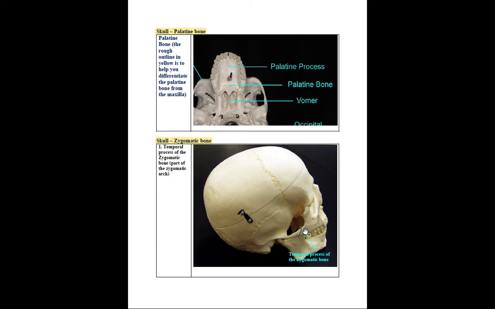Then we have the zygomatic bone. So here, all this is your zygomatic bone. And the zygomatic bone, of course, is going to have that temporal process of the zygomatic bone. Again, because it's going to fuse with, we named that process after what bone it's going to fuse with. So temporal process of the zygomatic bone is going to fuse with the zygomatic process of the temporal bone to form that zygomatic arch.